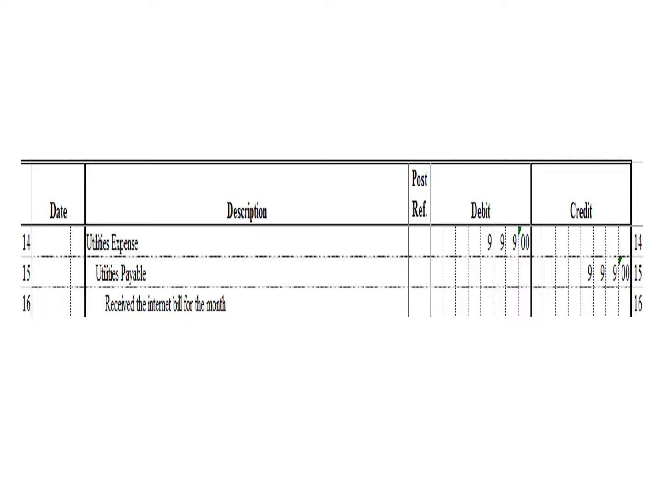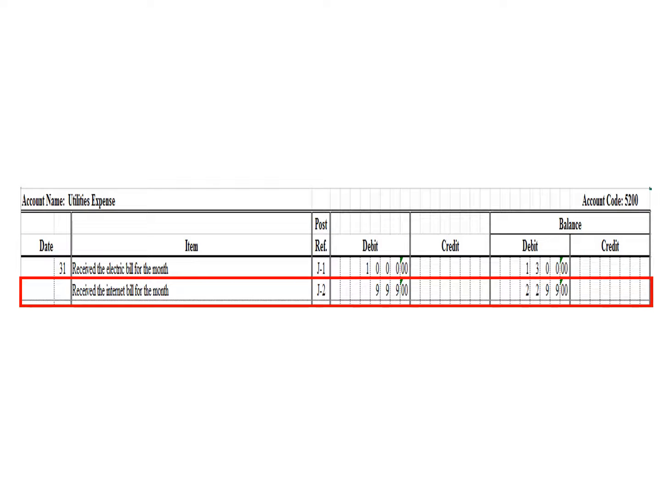We credit utilities payable for the same amount, 999 pesos, because utilities payable increased. Write the description, receive the internet bill for the month. Let us post the debit entry. In the utilities expense ledger, we write the description, receive the internet bill for the month.